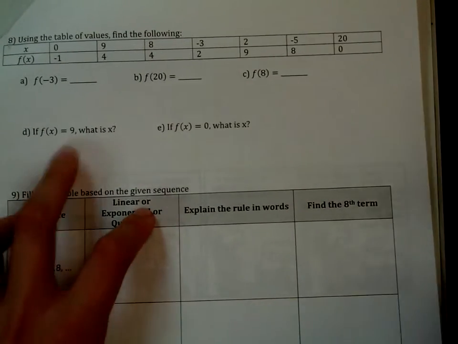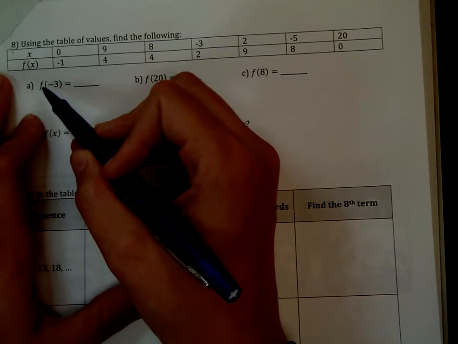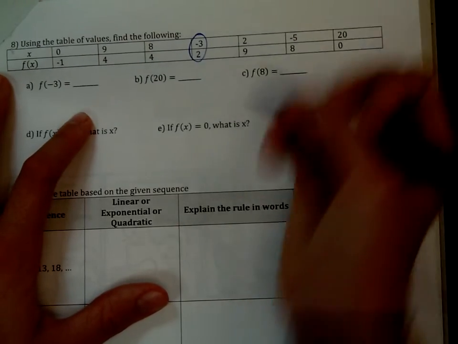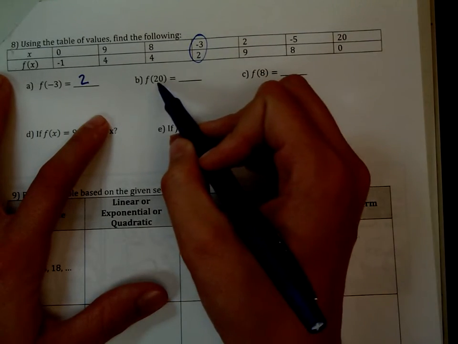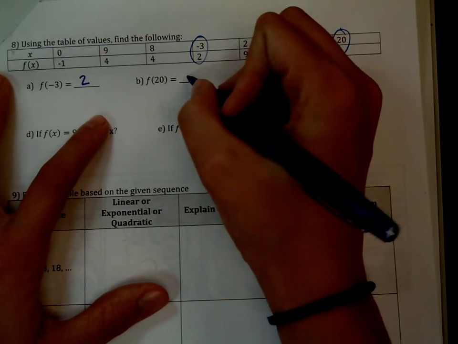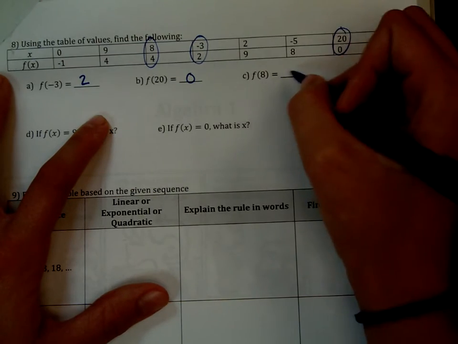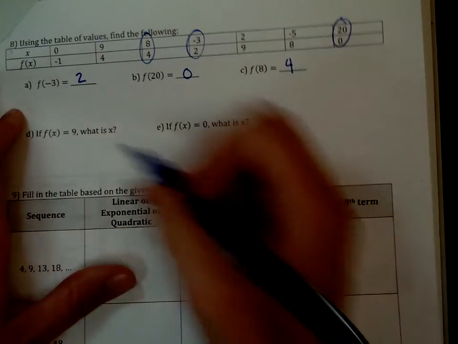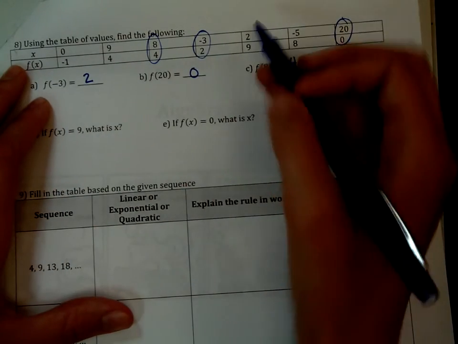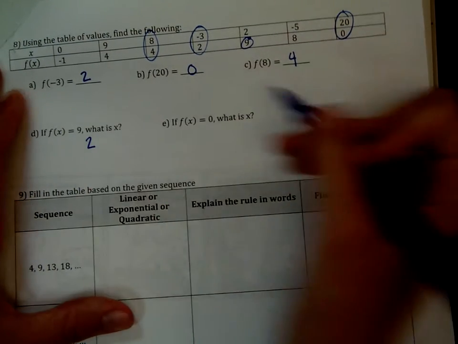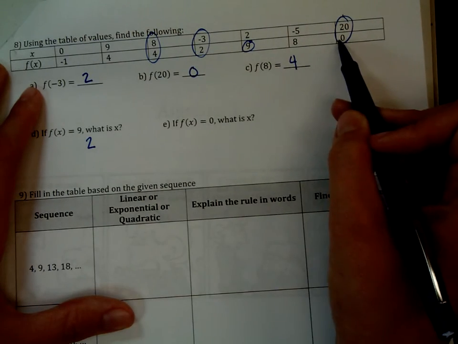Using the table of values, find the following. So here are our x's, and then here's our y's. So f of negative 3, see that's right here. So f of negative 3 equals 2. F of 20, so when x is 20, our output is 0. F of 8 is right there. F of 8 equals 4. If f of x equals 9, what is x? So let's see. When f of x equals 9, that's right here. So x is 2. When f of x equals 0, that's right here, x equals 20.